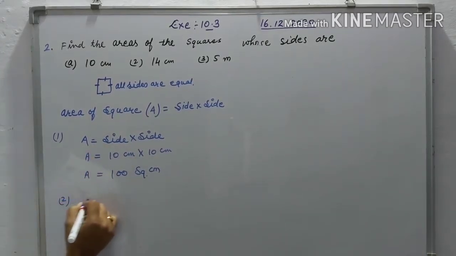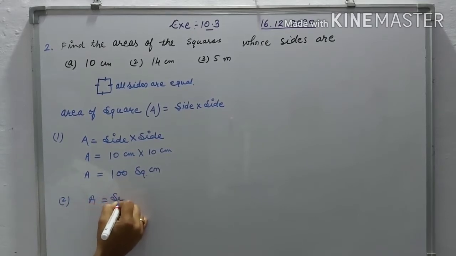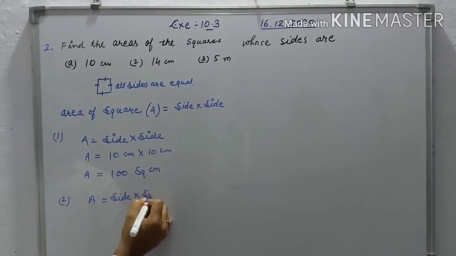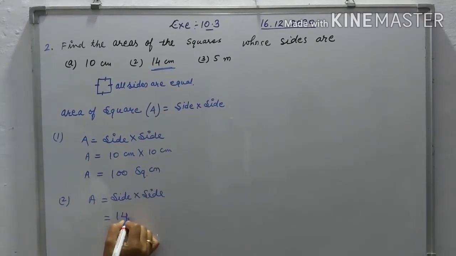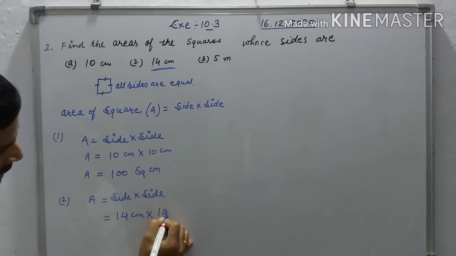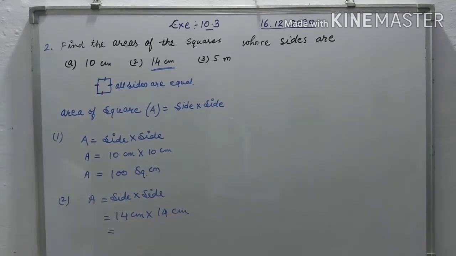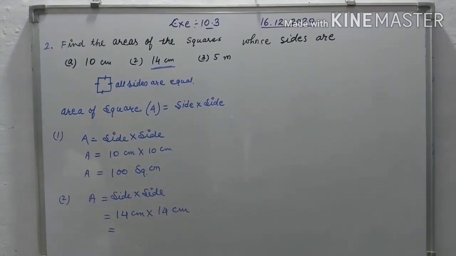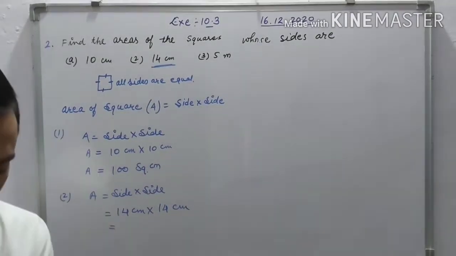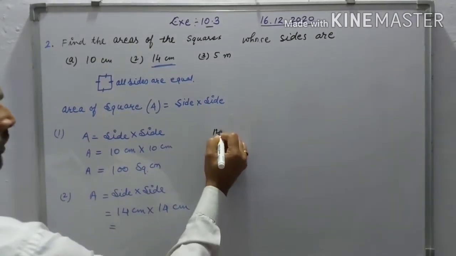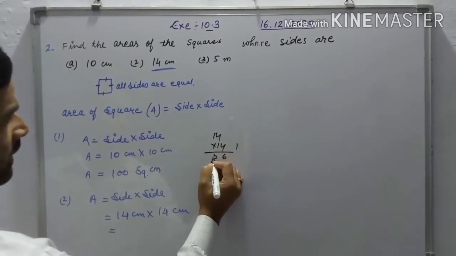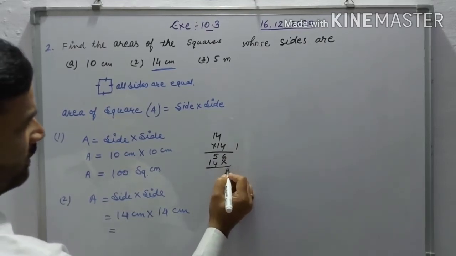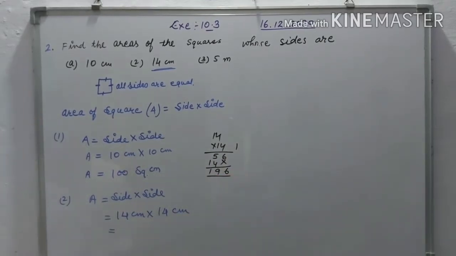And the second question: again write the area is equal to side into side. Here the value given is 14 centimeter. You write 14 centimeter into 14 centimeter. You have to multiply 14 into 14. Okay, 4 4s are 16, 1, 4 1s are 4 and 1 is 5, and 1 time 14 gives 1, 4... so 6, 9, 1. That is 196.